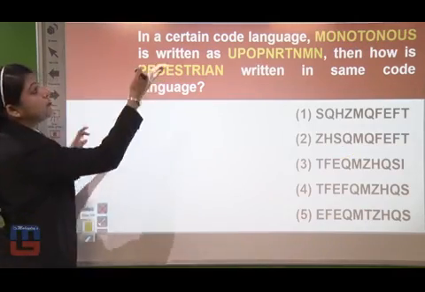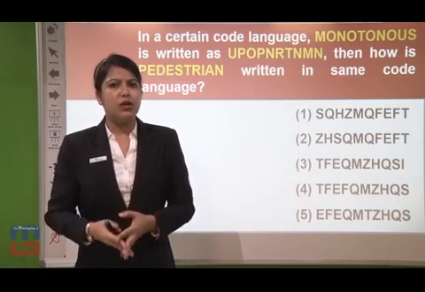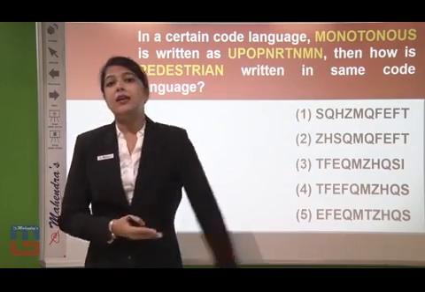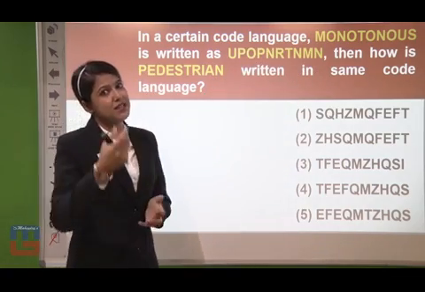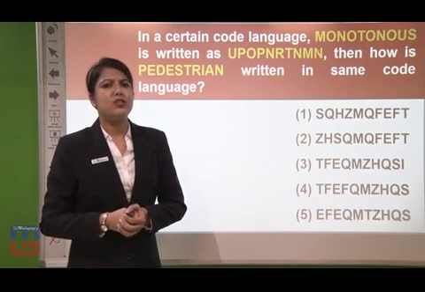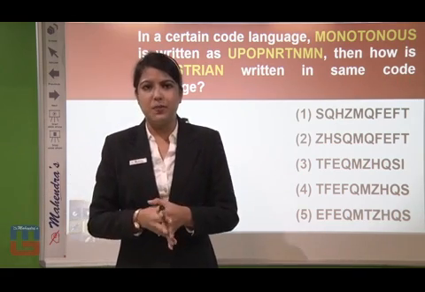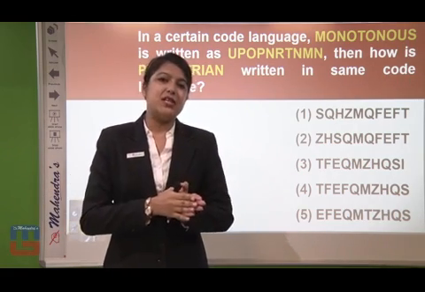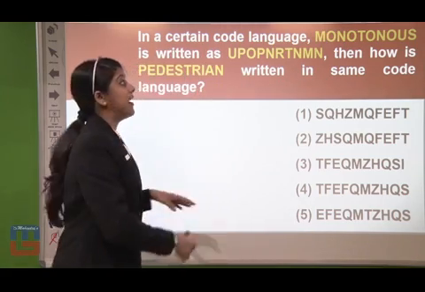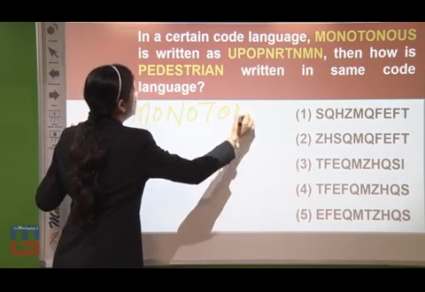If we say MONOTONOUS, now again a big word, a 10 letter word, MONOTONOUS is coded as UPOPNRTNMN. Our mind gets confused by seeing such big words, but there is not much difficulty in solving this question, because however big a word is, the problem is very easy to solve. Now MONOTONOUS is a 10 letter word, and again we will find the pattern that all these letters are divided into 2 parts.